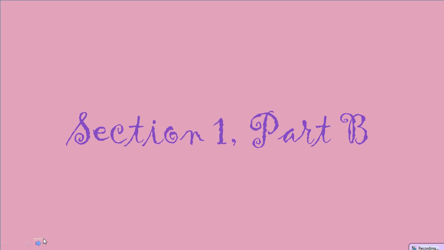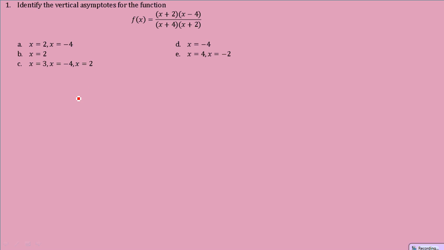All right, so we're now at section 1, part B. Here's number 1 of section 1, part B. We want to find the vertical asymptotes. Remember, the vertical asymptote is where it does not cancel out, where you cannot get rid of stuff.